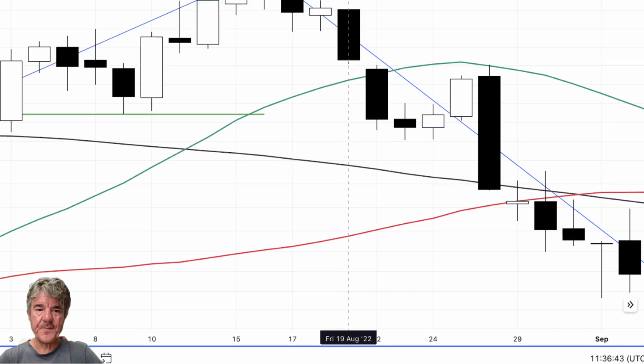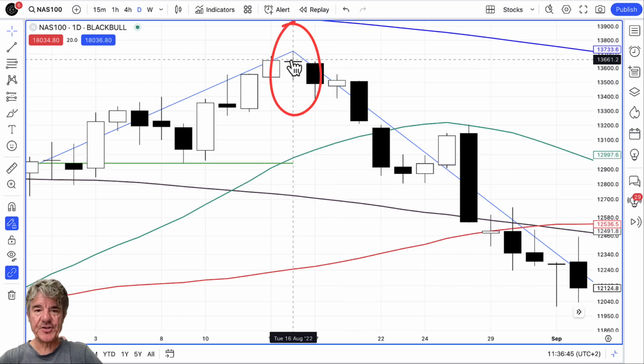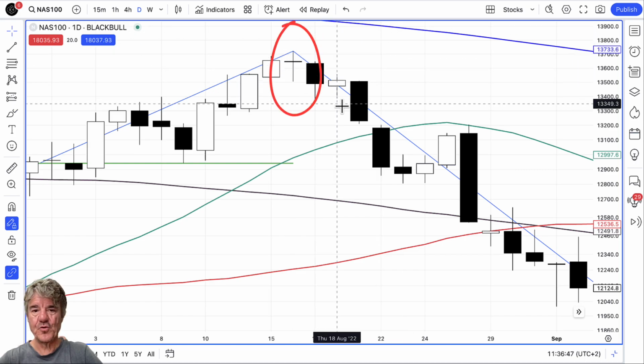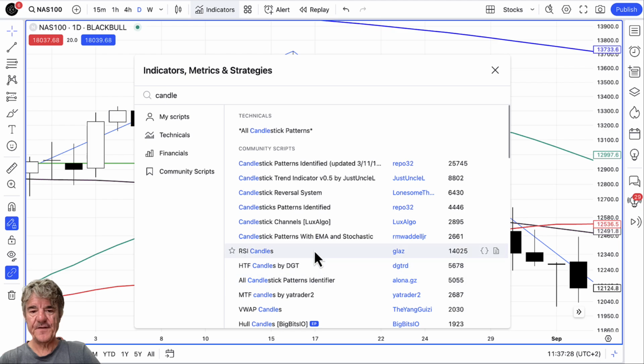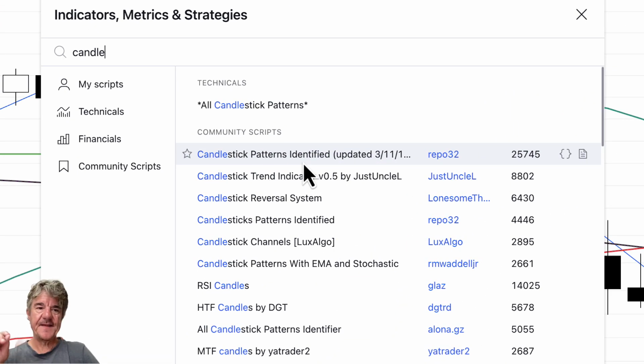Here's one final example from the Nasdaq. There's the hanging man candle pattern at the top of the trend. There's the 200 period moving average before the move down. There are indicators on TradingView for candlesticks which you can set up yourself, and they will put automatic notifications on your charts when these candle patterns form.